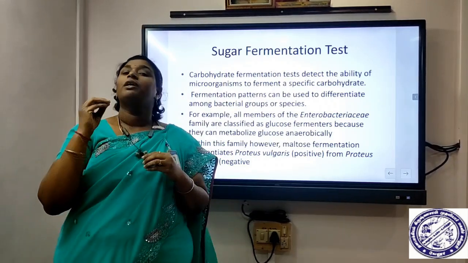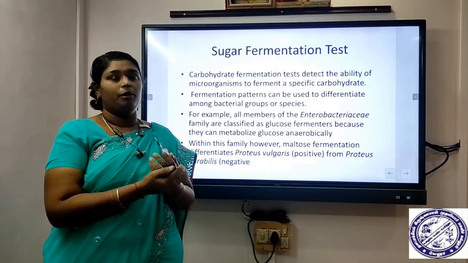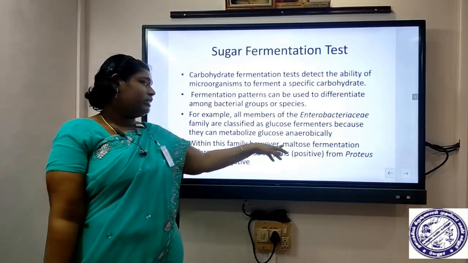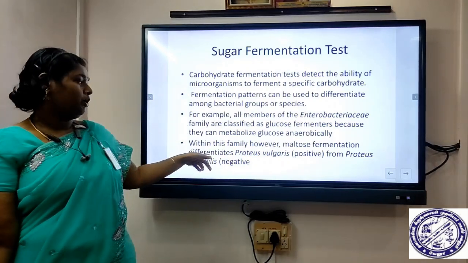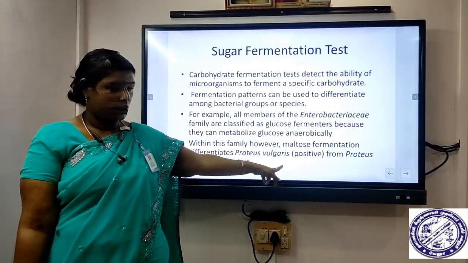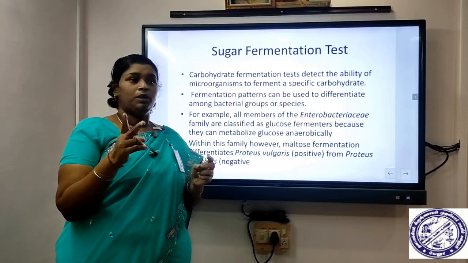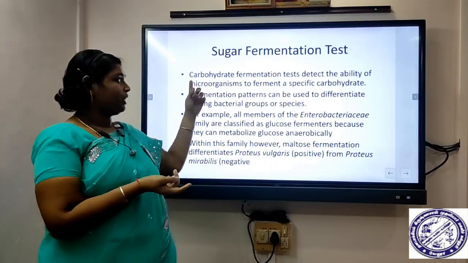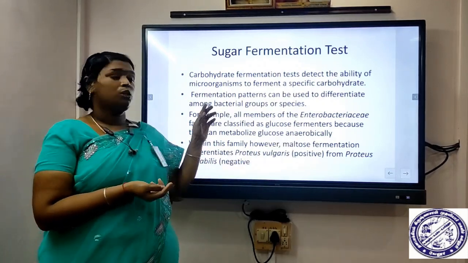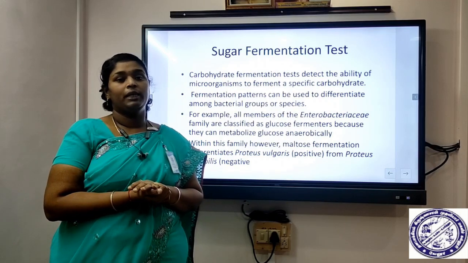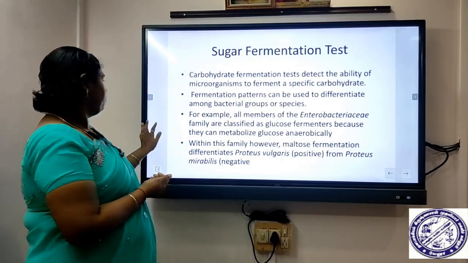So we need a pattern of sugar fermentation. Other than glucose, what are all the sugars they are able to ferment? That can be listed up. Likewise, maltose. Maltose fermentation is the best method by which we can differentiate the Proteus vulgaris species from Proteus mirabilis species. In case of the Proteus genus, two species can be differentiated using the sugar fermentation test: Proteus vulgaris as well as Proteus mirabilis. Proteus vulgaris is positive for maltose fermentation and Proteus mirabilis is negative for the maltose fermentation.